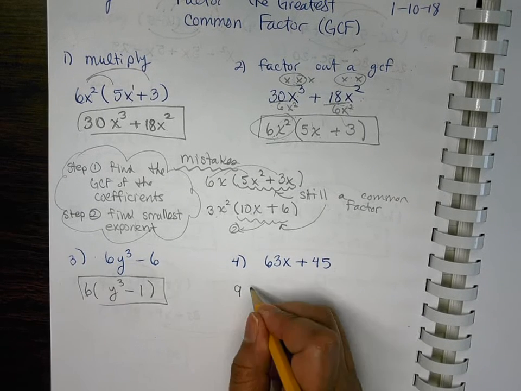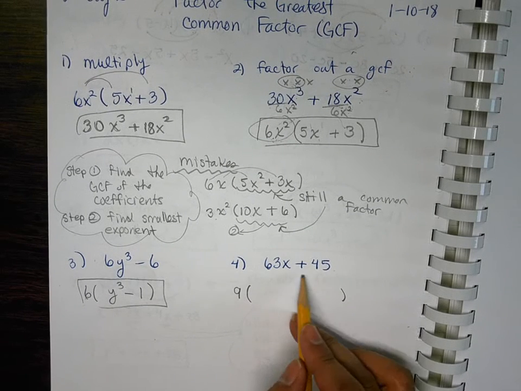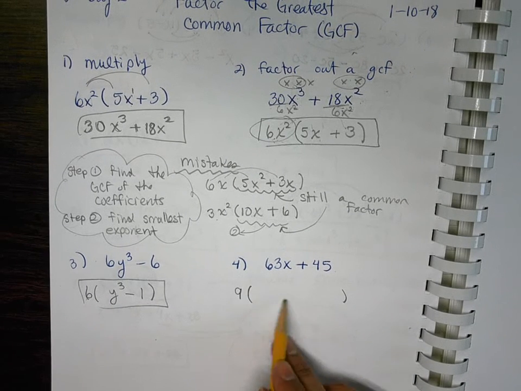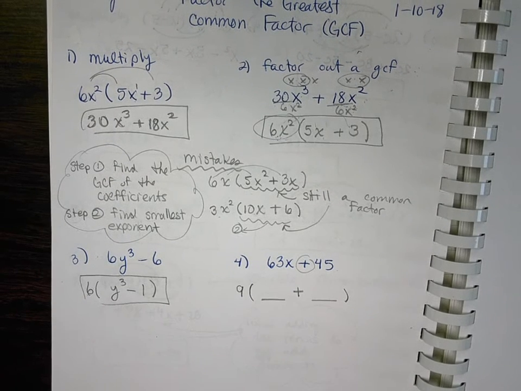I'm going to let you finish it from here. How many terms did I start with? 2. So how many terms should be in my parentheses? 1, 2. And with the plus sign in the middle. Go ahead and finish it off.